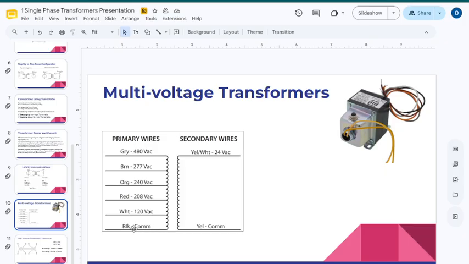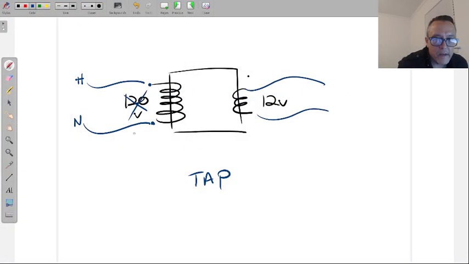So if you're connecting to 120, then you would use the white and the black for the neutral. If you were connecting any of the other voltages, then it would be hot and hot to the common. That's why they don't say neutral. The black wire says common. So it would just be the other wire, meaning not just 120 on this side. You can connect to all of those different voltages.